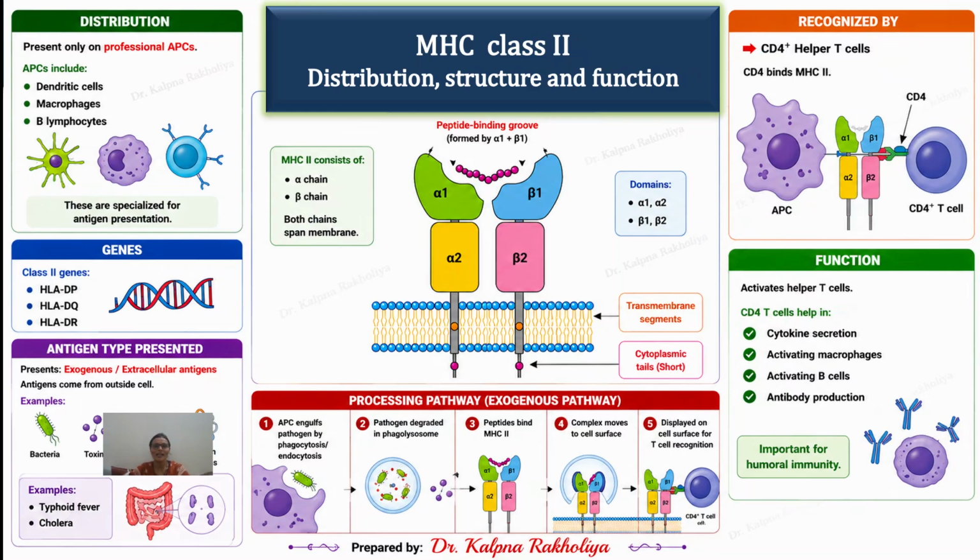Now let's discuss MHC class 2, which is present only on the professional antigen presenting cells like dendritic cells, macrophages and B cells, B lymphocytes. These are specialized for antigen presentation. These are the genes which encode the MHC class 2 protein.